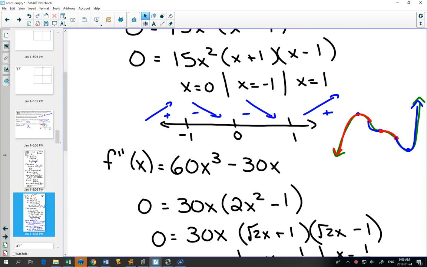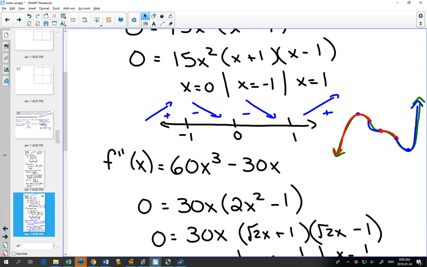So the confusing thing about curve sketching is where you plug in your x values. Because sometimes you're plugging x values into your derivative, and sometimes you're plugging x values into your second derivative, and sometimes you're plugging x values into your original equation. Those are the three situations that you have.